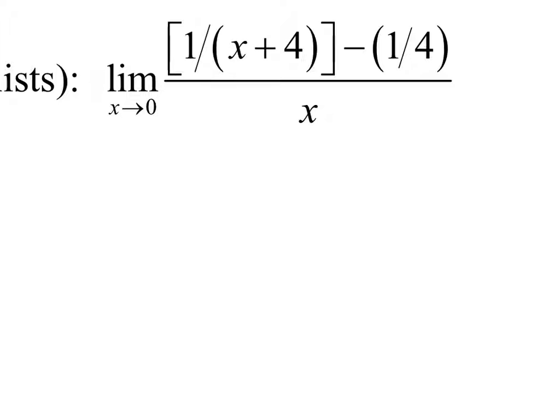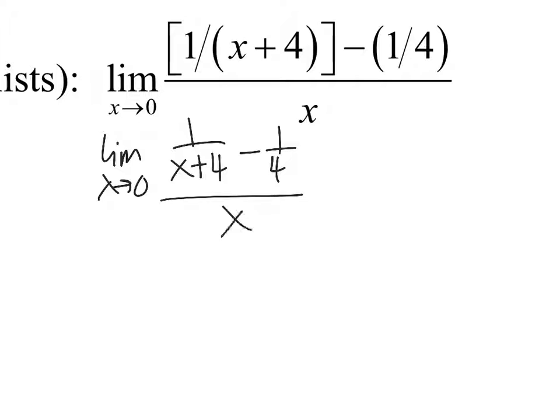So, limit as x goes to 0. I'm going to rewrite this one to make it a little bit easier to understand what the problem actually looks like. We've got fractions on fractions, right? Stacks on stacks on stacks. We have the limit as x goes to 0 of 1 divided by x plus 4 minus 1/4, all divided by x. Okay.